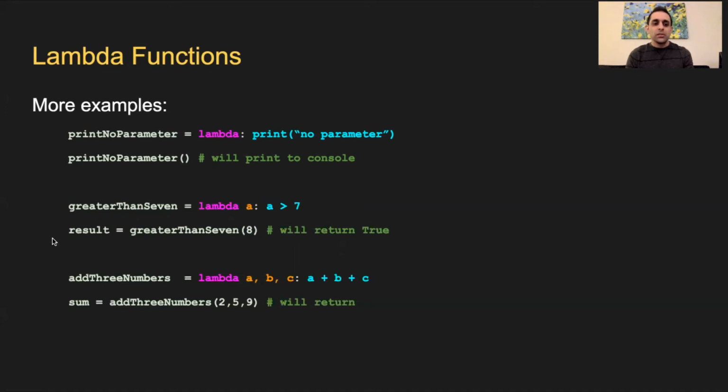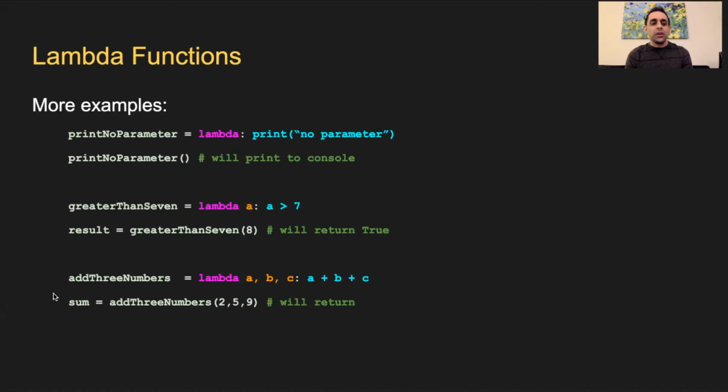All right, my second example is where I pass in one parameter. In this case, my parameter's name is A. In this case, my lambda function is just checking to see if the input parameter is greater than the value of 7. So again, I'm storing this to a variable, and then I could call my function like any other function. And in this case, if I pass in the value of 8, I should return true for my function because 8 is greater than 7.